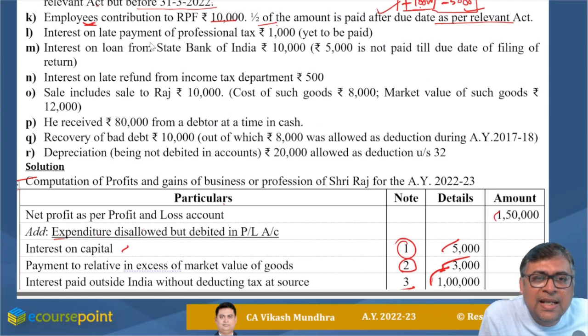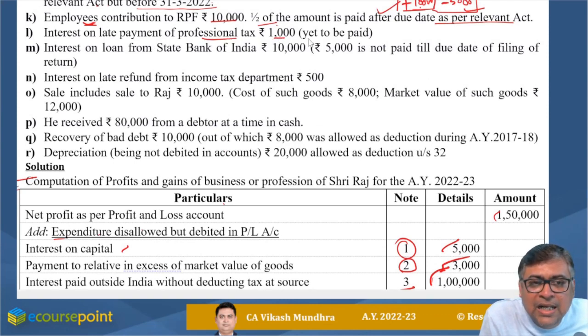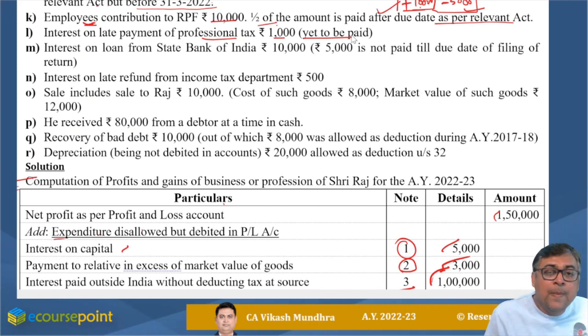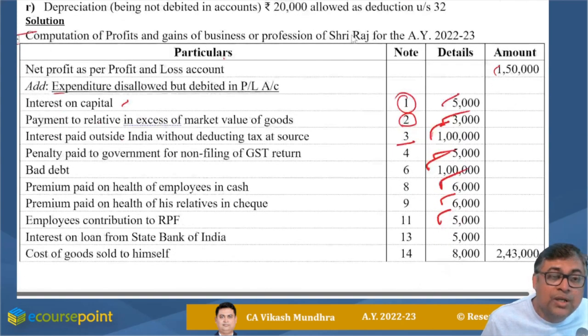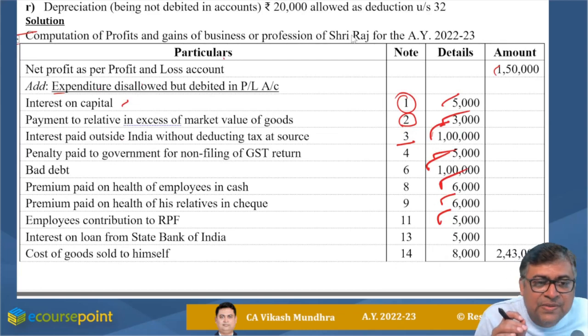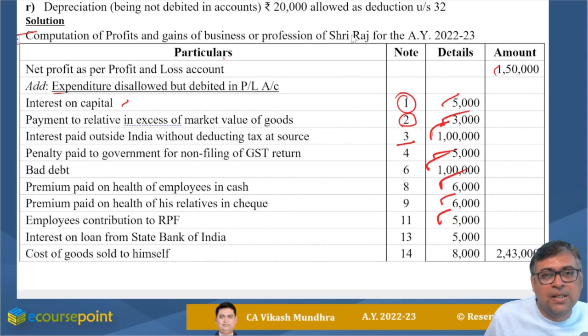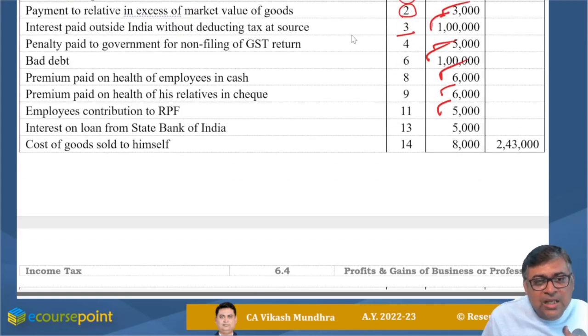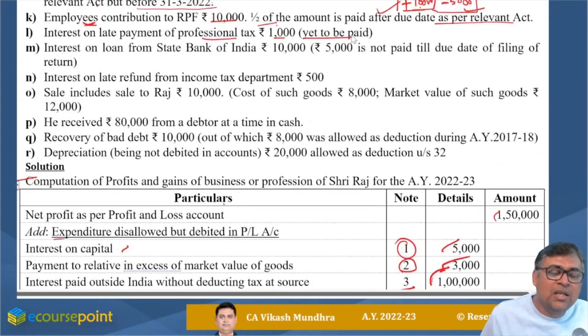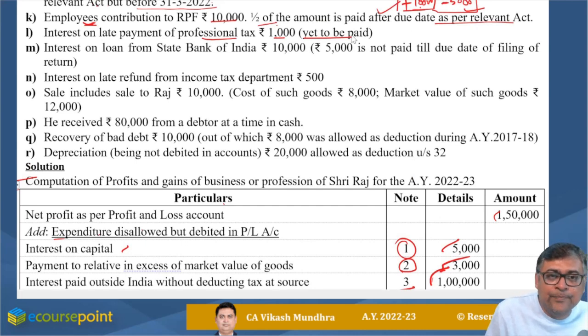Next one, interest on late payment of professional tax, rupees 1,000, and that interest is yet to be paid. Now the situation is, what is professional tax? If you are paying interest on professional tax, whether it should be allowed or disallowed. My opinion is that it should be allowed, so I'm not going to do anything. But if you are thinking that since it is interest, it is in the nature of penalty, since I did not pay the professional tax, hence it is a penalty and should not be allowed. Any penalty paid for violation of law shall be disallowed. If you are going with this theory, it should be added back.